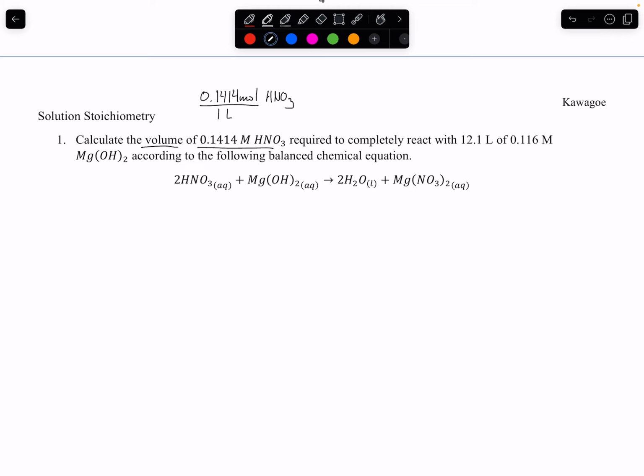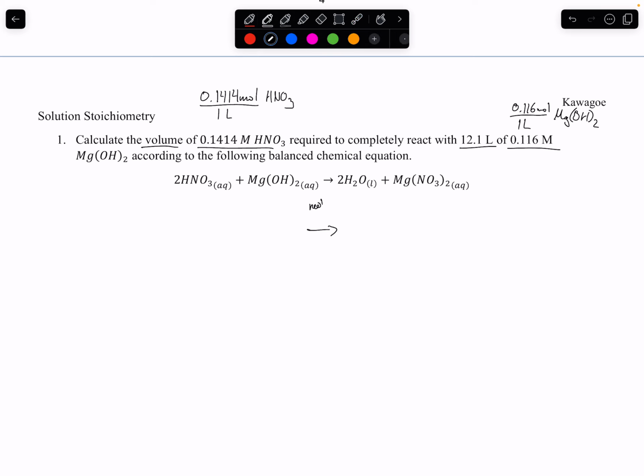So I'm going to calculate the volume of that required to completely react with 12.1 liters of 0.116 molar, 0.116 moles per liter, magnesium hydroxide, Mg(OH)2. Now, this is not a dilution problem, so we cannot use M1V1 equals M2V2. We know that because we're calculating nitric acid from magnesium hydroxide. We have two different compounds that we're converting between with a mole ratio, because again, this is stoichiometry.